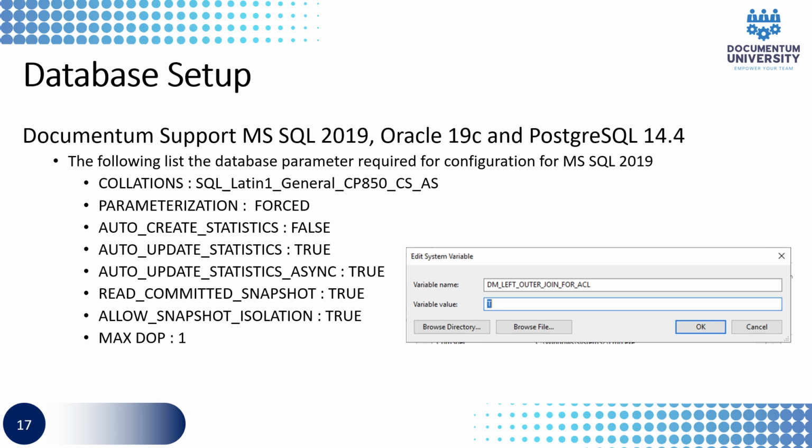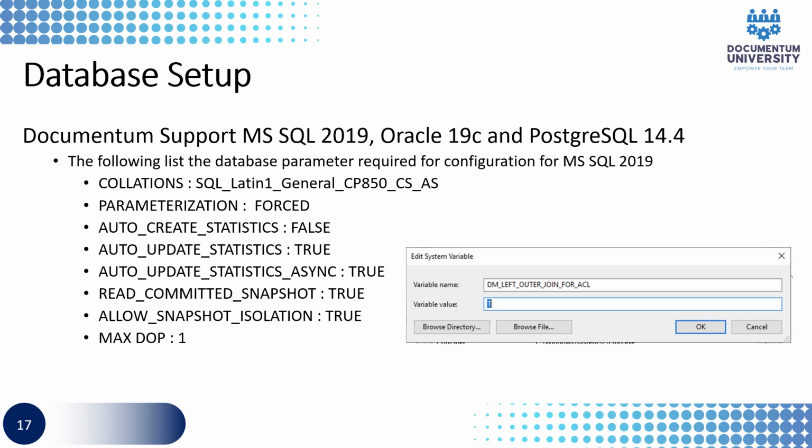Before we commence with the installation process, I wish to remind you all that there are specific database parameters necessary for configuration. These parameters include collation. It is essential to have the setting equal to SQL_Latin1_General_CP850_CS_AS. Parameterization: it is highly recommended to set it to forced. Auto-create statistics: set to false. Auto-update statistics and auto-update statistics asynchronously: set to true. Read committed snapshot and allow snapshot isolation should be set to true. Max DOP: the recommended setting is 1.